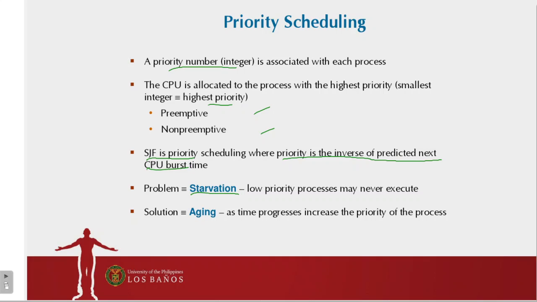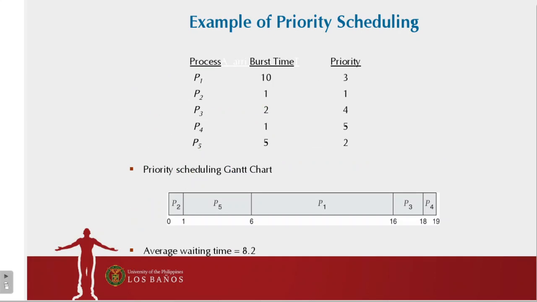So to solve that problem, a solution called aging is used. This means that over time, the priority of low priority processes will be adjusted, will be increased, so that they will have the chance to execute on the CPU. So that's the trick to solve the problem.